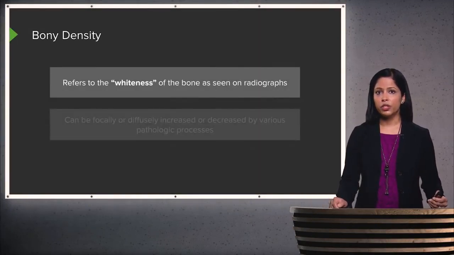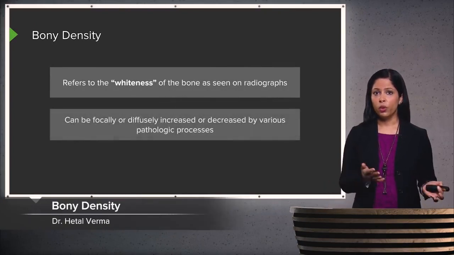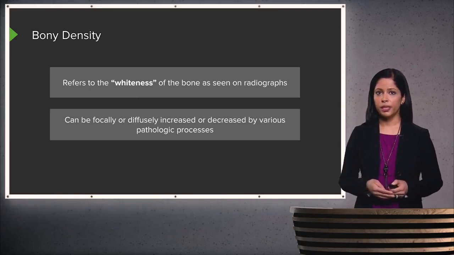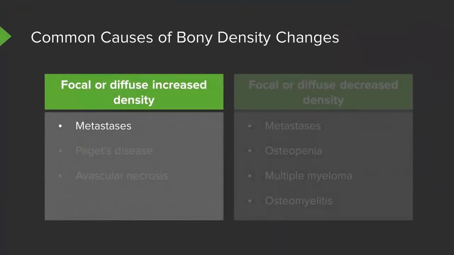Bone density refers to the whiteness of the bone as it's seen on a radiograph. It can either be focally or diffusely increased or decreased in density by a lot of different pathologic processes. Common causes of density changes include metastases, which can either be focal or diffuse. You can have Paget's disease, which can also be focal or diffuse, or you can have avascular necrosis.